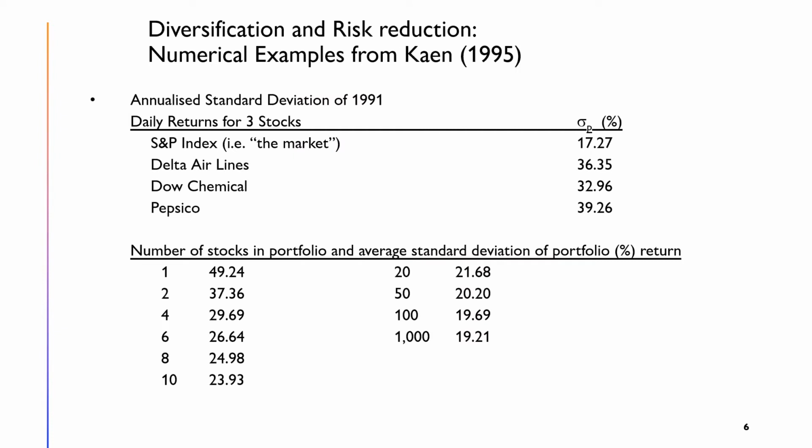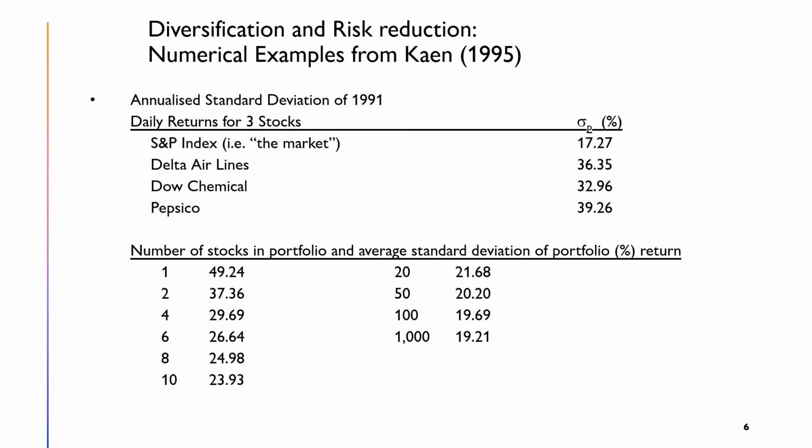A numerical example from Kane 1995 shows that the standard deviation of a market portfolio as represented by S&P 500 has lower risk than individual stocks such as Delta Airlines, Dow Chemical, or PepsiCo. The standard deviation of S&P 500 of 17% is lower than any of the three stocks.